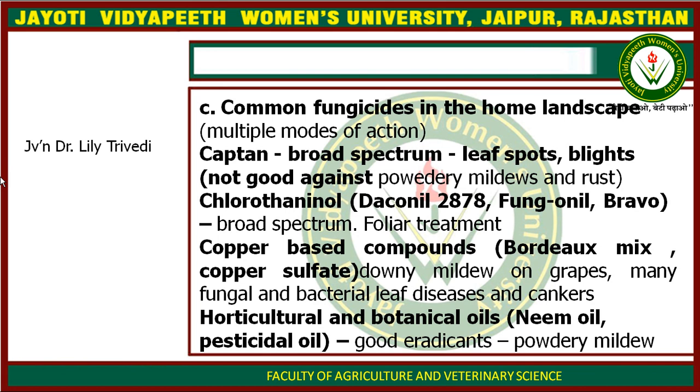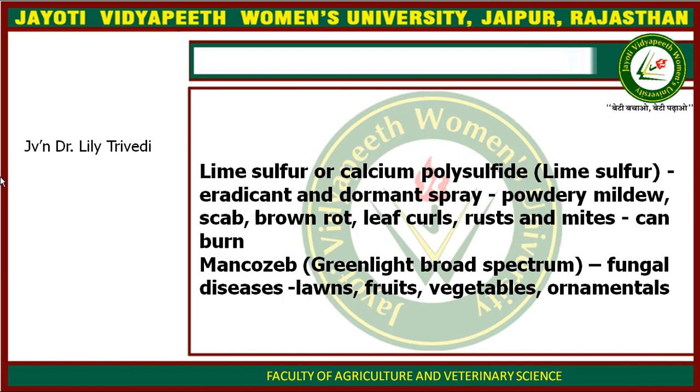Copper based compounds like Bordeaux mixture and copper sulfate. It is effective on downy mildew of grapes and many fungal and bacterial leaf diseases and cankers. Horticultural and botanical oils like neem oil or any other pesticidal oil is a good eradicant and is also used against powdery mildew. Lime sulfur or calcium polysulfide is an eradicant and dormant spray.